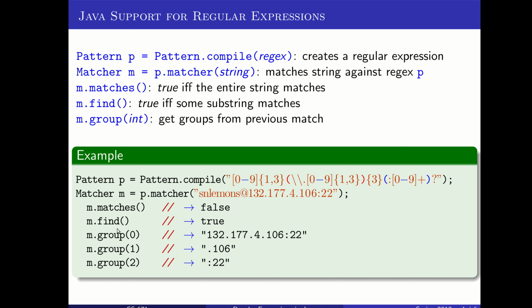So if I ask for group 0, it gives me the whole match, everything that matched my regular expression. If I ask for group 1, it will give me whatever matched in the first set of parentheses here, the dot and then 1 to 3 numbers. If I ask for group 2, it will give me what matches in the second set of parentheses here, the colon and then 1 or more numbers. So here, the colon 22 to indicate port 22.